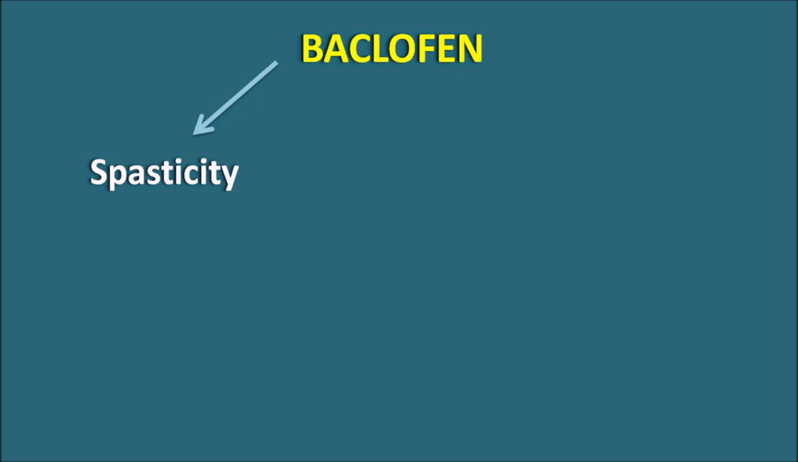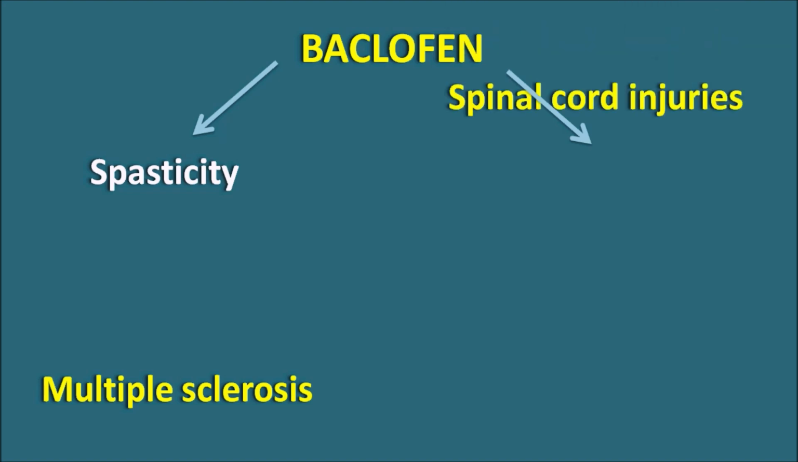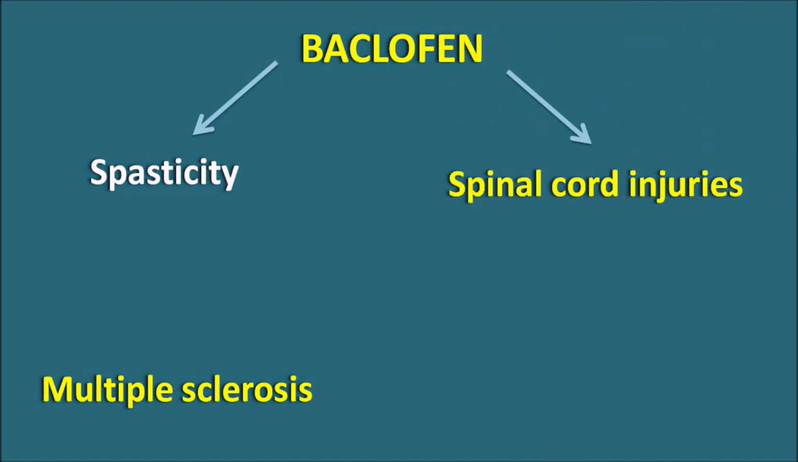Many times muscle spasticity can be observed with a few autoimmune disorders like multiple sclerosis. In such conditions Baclofen can be given. This drug can also be given in spinal cord injuries, which also produce some spastic conditions. But most of the time Baclofen is indicated for multiple sclerosis induced muscle spasticity.